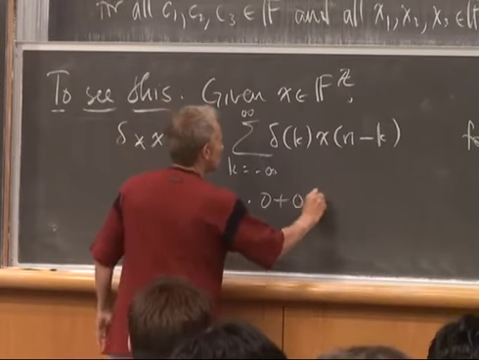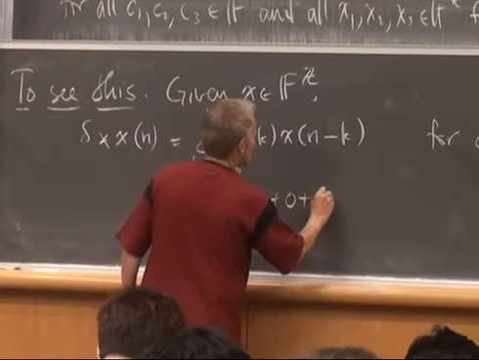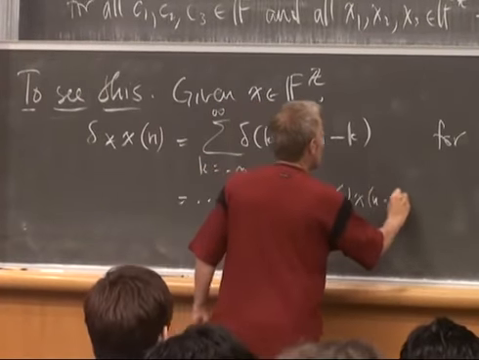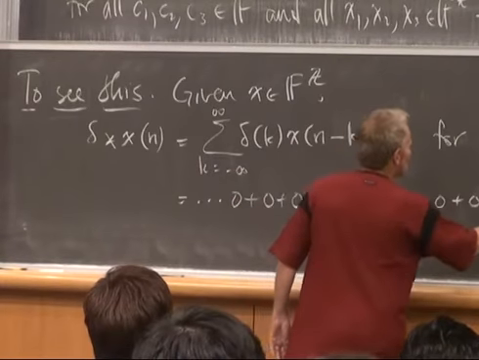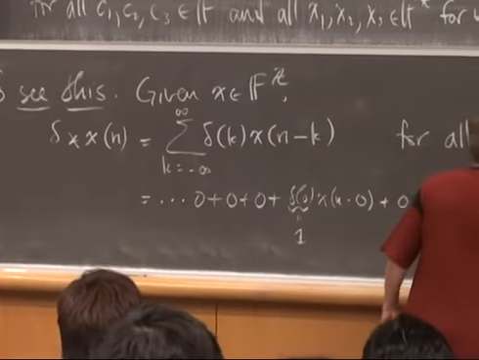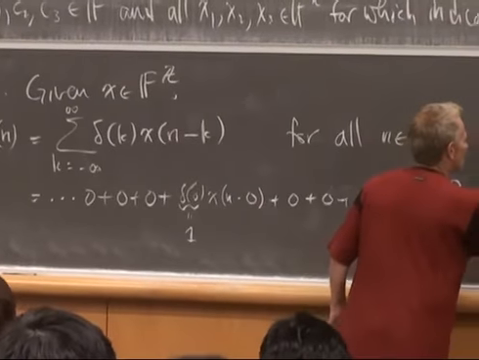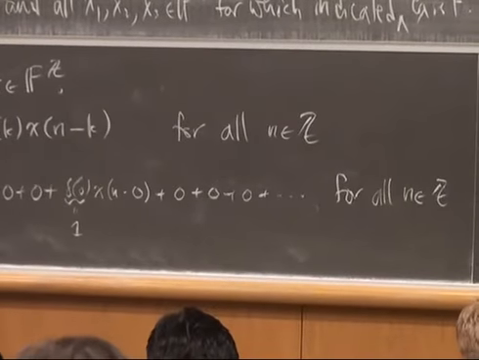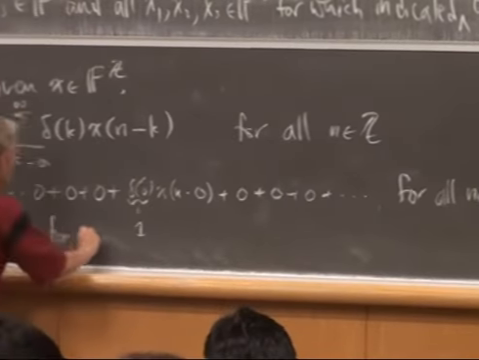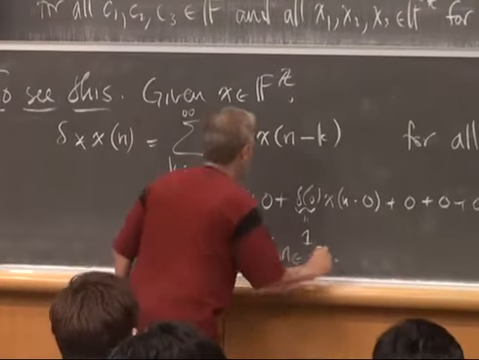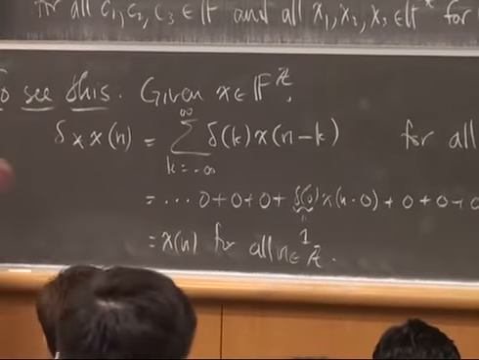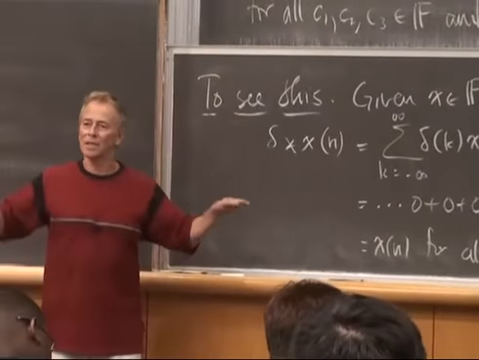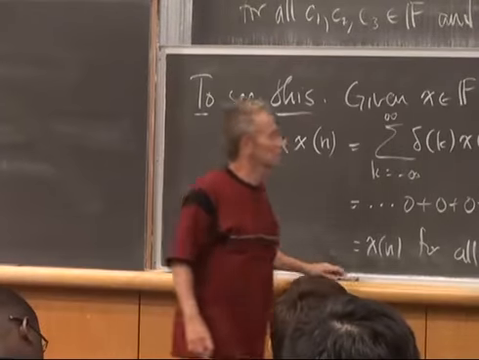0 plus 0 plus 0 plus delta of 0, which is 1, times x of n minus 0 plus 0 plus 0 plus 0 plus dot, dot, dot. And that's true for all n. And that equals x of n. So delta convolved with x at time n is equal to x at time n for all n, and that's the same as saying delta convolved with x equals x.